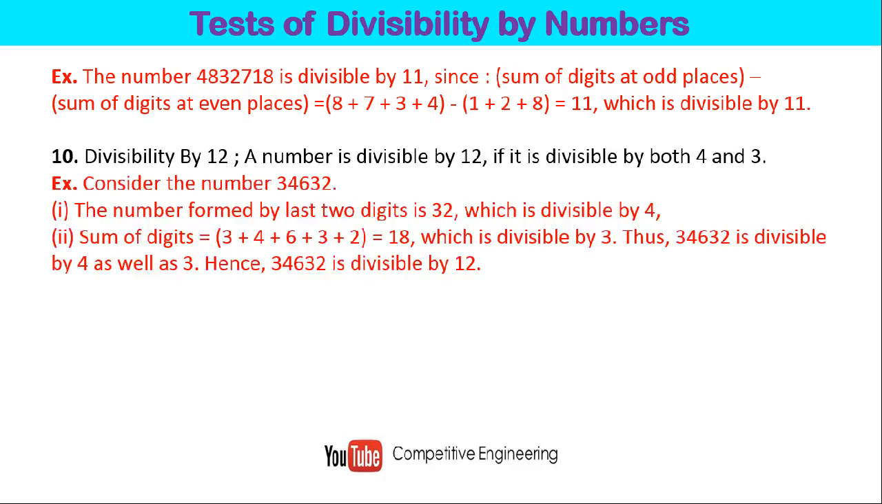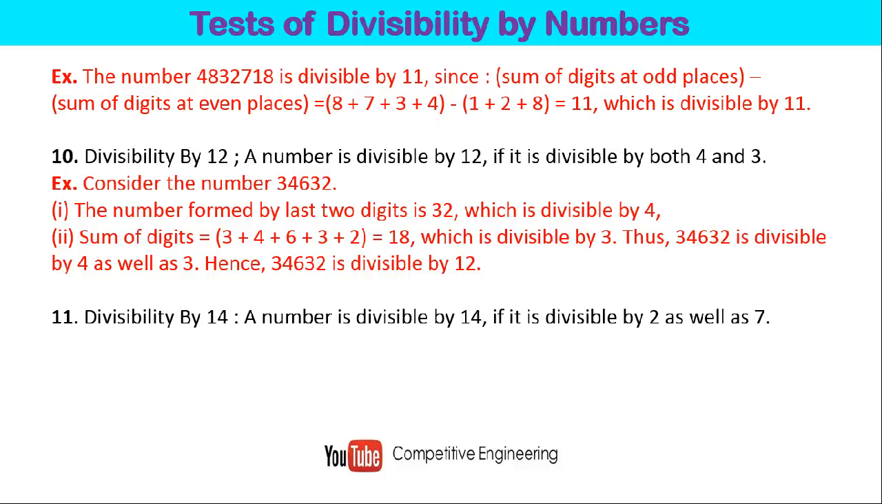First we will check whether it is divisible by 4. The last two digits make 32, which is divisible by 4. So it is divisible by 4. Then we have to check the divisibility by 3. We will find the sum of digits: 3 plus 4 plus 6 plus 3 plus 2, that's 18, which is divisible by 3. So that number is divisible by 3 also. So it is divisible by both 4 and 3, which means that it is divisible by 12 also.